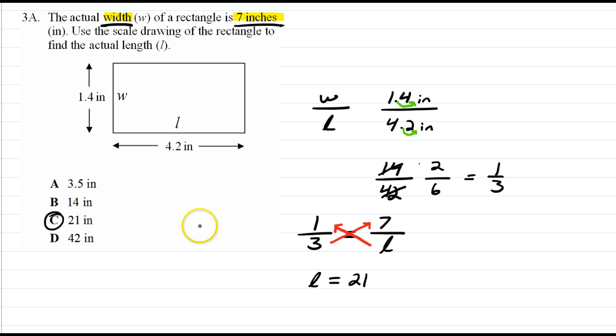Now, if I were going to just try to use some test-taking strategies to eliminate an answer, look at this one here. This is 1.4 and this is 4.2. And they told us that this was equal to 7. So I know it's not going to be A, because the length has to be bigger than the width. And I could probably guess it's not going to be B, because if this was 14, that would be double that. And if I were to double 1.4, I wouldn't get 4.2. And so I could actually get rid of those two answers. All right, try 3B on your own.